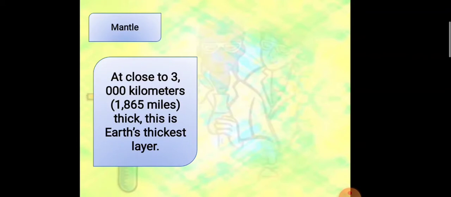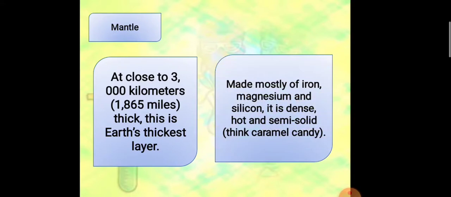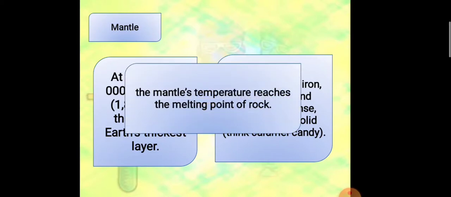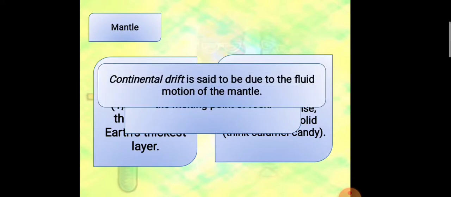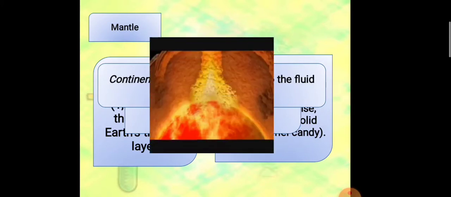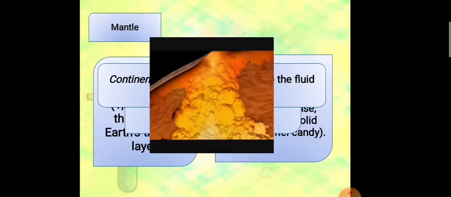So the second layer of the earth is the mantle. At close to 3,000 kilometers, 1,865 miles thick, this is the earth's thickest layer and made mostly of iron, magnesium, and silicon. It is dense, hot, and semi-solid like caramel candy. So the mantle's temperature reaches the melting point of rock. The continental drift is said to be due to the fluid motion of the mantle, as you can see in this GIF.